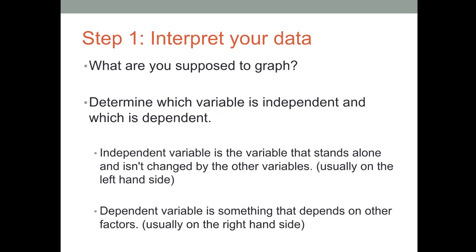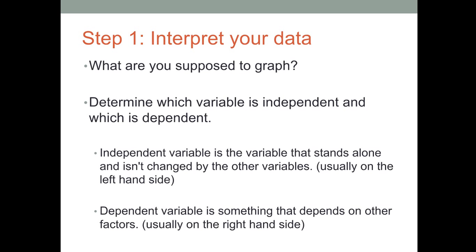Now, the first thing that you need to do when you're going to graph something is be able to interpret your data. What are you actually graphing? To do this, we determine which variable is going to be our independent and dependent variables. The independent variable is going to be standalone. It doesn't change because of any other variables.